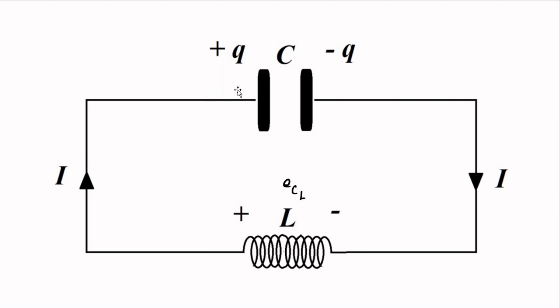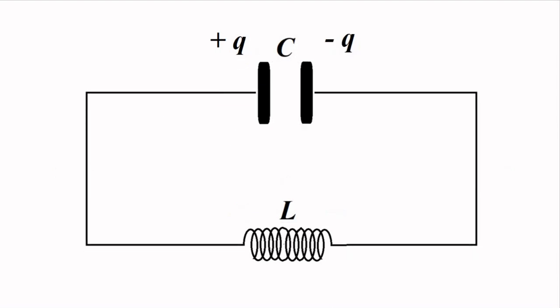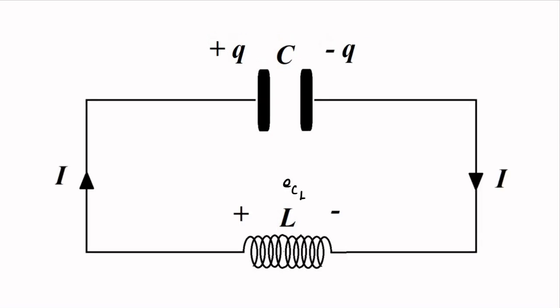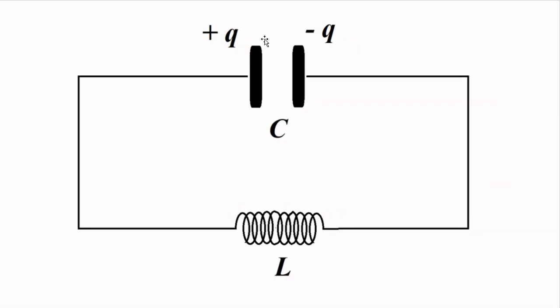Now this time, if you see, it is getting charged in the original polarity, this initial polarity. So the same cycle happens again, but now it brings the capacitor back to its initial state. Again the capacitor is fully charged, the energy of the capacitor becomes maximum and the energy of the inductor becomes minimum, that is zero. So the capacitor returns to its initial state, and this cycle goes on and on.